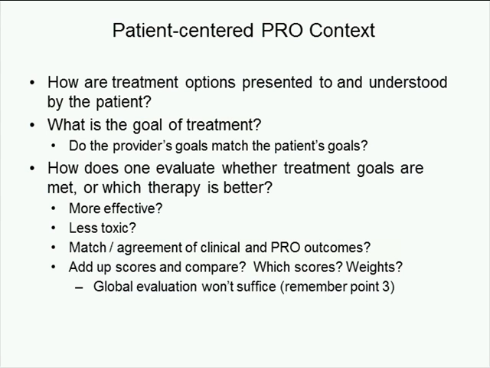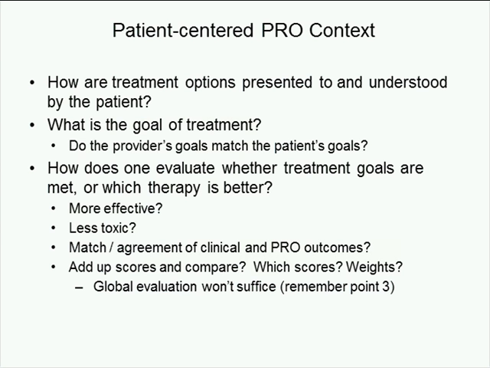Do we look for a match or for an agreement of the clinical and the PRO outcomes? That is, if the clinical outcomes are better on one treatment, do we also want or expect the PRO outcomes to be better or at least not worse? Because if the clinical outcomes are better and the PRO outcomes are worse, it becomes a very difficult calculus to put together and to balance and make a final risk-benefit or benefit-harm appraisal.